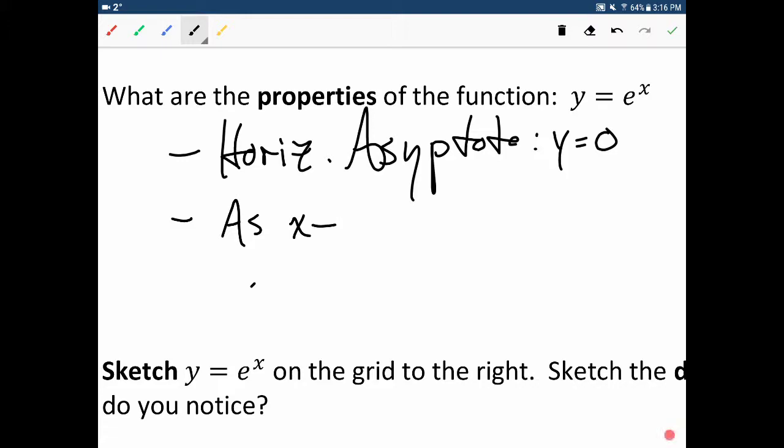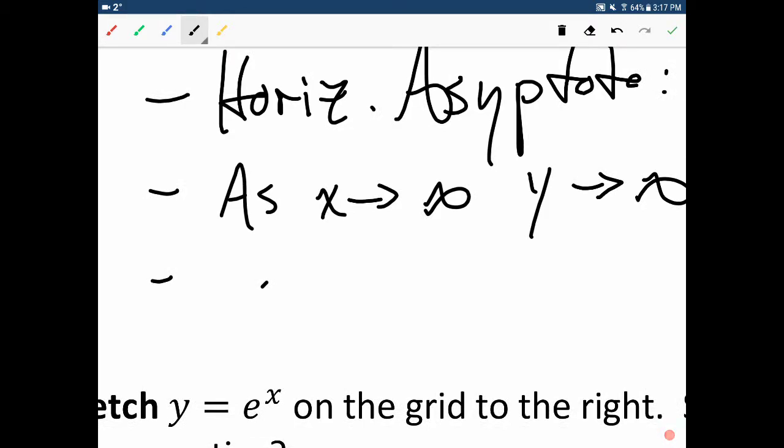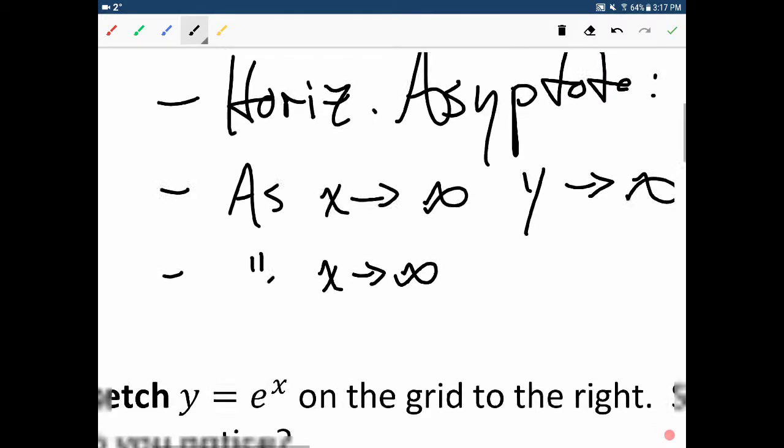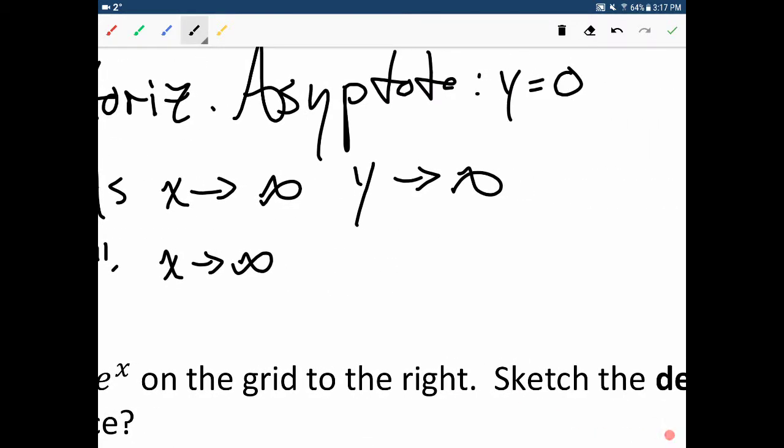Furthermore, as x approaches infinity, y is going to approach infinity. So even though as x approaches negative infinity, y approaches 0, as we approach infinity with x, y is also going to continue to get bigger. And what's perhaps most important is that as x approaches infinity, the curve is going to get steeper and steeper and steeper. So the slope will increase, and it will just continue to increase forever.